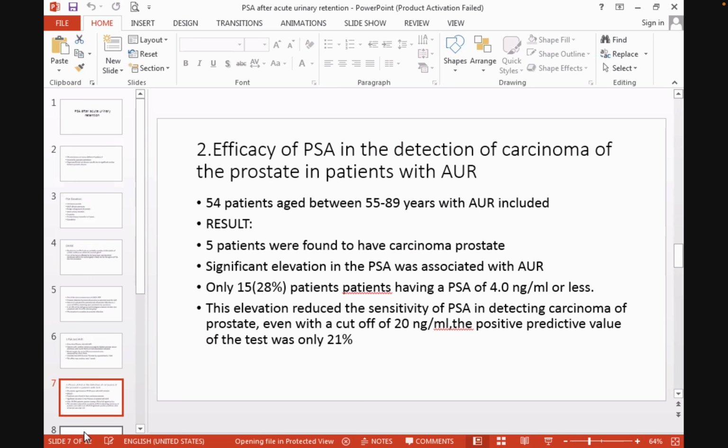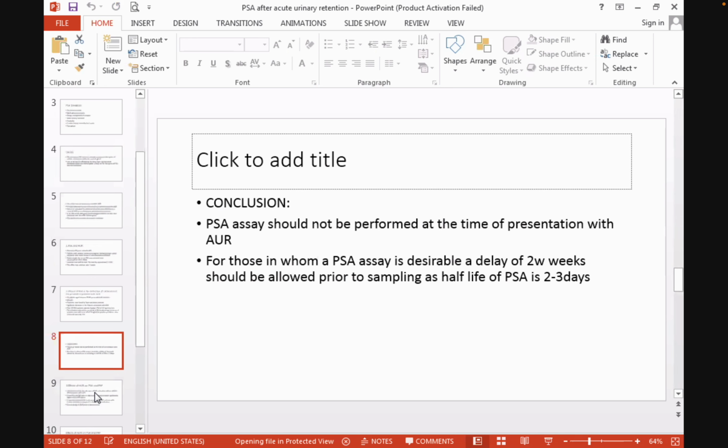Next. Akash, go back to your previous slide. Yes, madam.